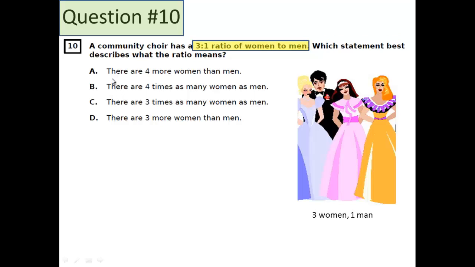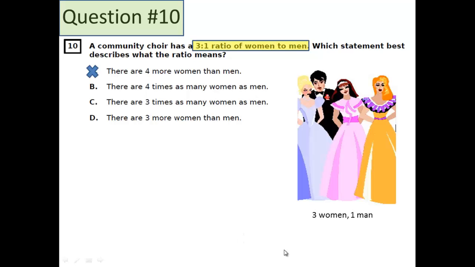So the first answer choice is there are 4 more women than men. Now I look at that picture, there aren't 4 more women than men. How many more women are there than men? Go ahead, call it out. Yeah, look, there's 3 women, 1 man. So that means there's 2 more women than men. Letter A is wrong.